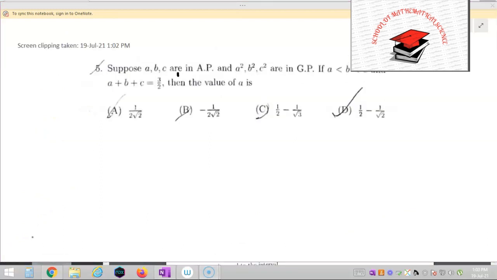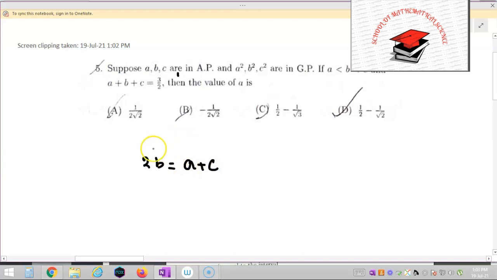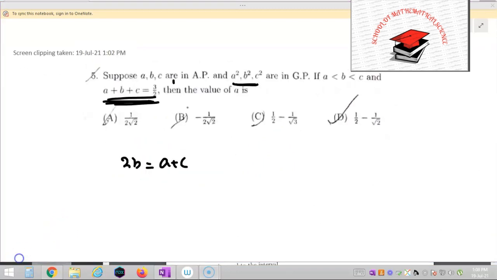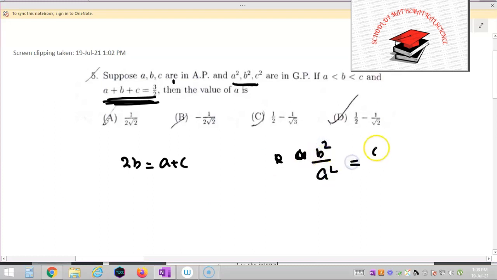Question number 5 says that A, B, C are in AP. A, B, C are in AP means I can write 2 times B is equal to A plus C, okay? As A, B, C are in AP, I can write 2B is equal to A plus C, and A square, B square, C square are in GP, so I can write B square by A square is equal to C square by B square, and hence B to the power 4 is equal to A square C square.